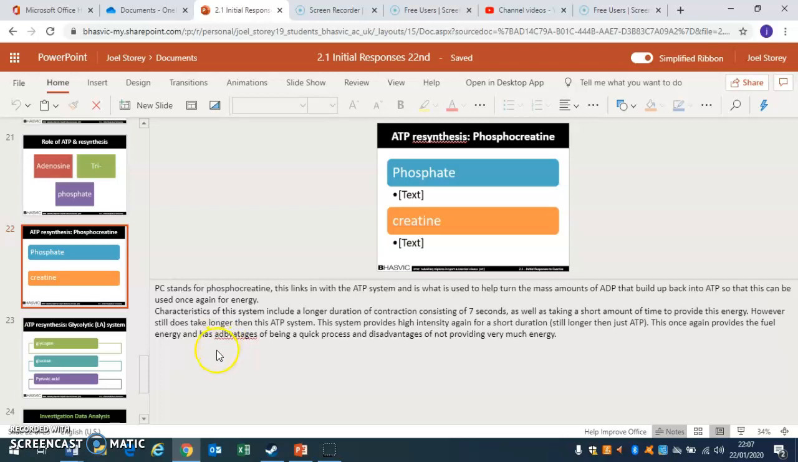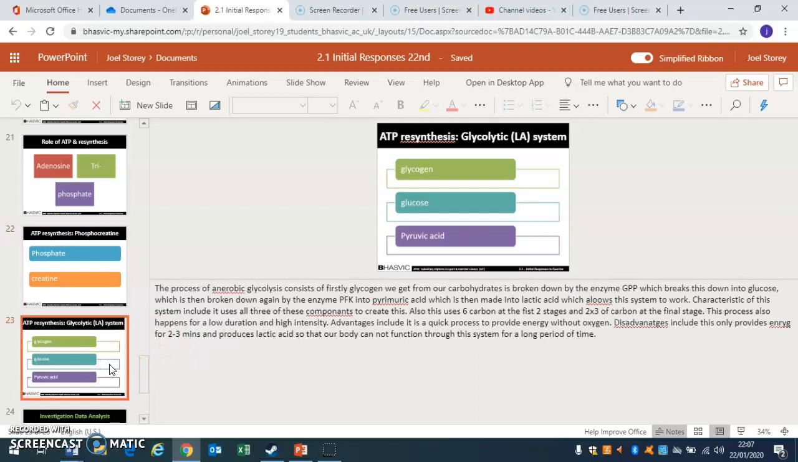and energy, has advantages of being a quick process and disadvantages of not providing very much energy. This system is known as the ATP/PC system, and the PC is the phosphocreatine, which is used to resynthesize ATP, but both systems together cause a 10-second contraction, which is useful for things such as a standing jump or squats.